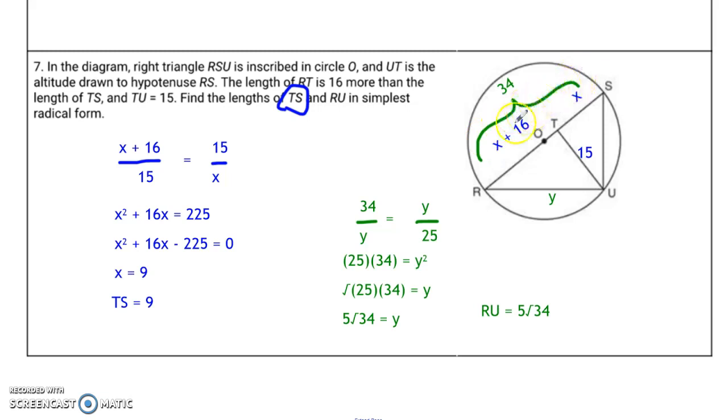So I know the whole entire hypotenuse now. Now I'm able to use the legs rule. 34 divided by y is equal to y divided by 25. And that 25 comes from here. 16 plus 9 is 25.